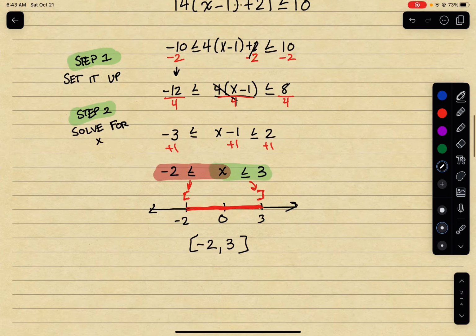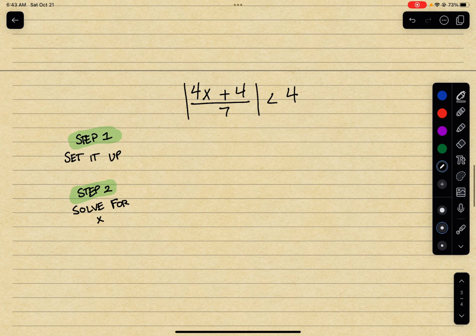All right, let's do the last one. I think you have one more. All right, here's the last one. Same thing, step 1 says set it up.